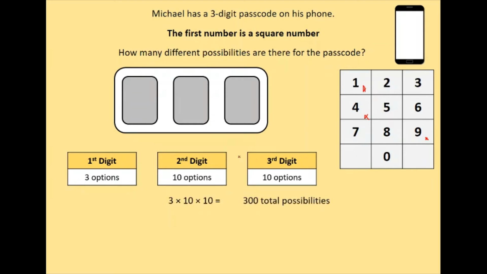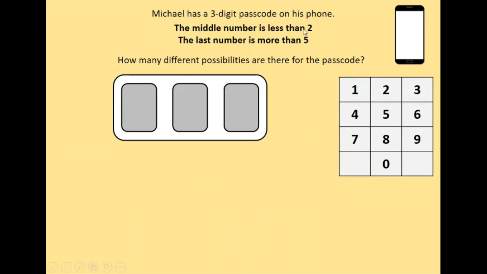300. Okay, here's a slightly different question. Have a think about this one. The middle number is less than 2, and the last number is more than 5. It's not said anything about the first number, so that's still any number 0 to 9. So try and work out how many different possibilities there are for this one. Unpause it and you'll get the answer.